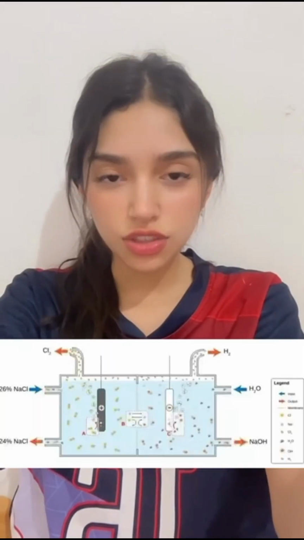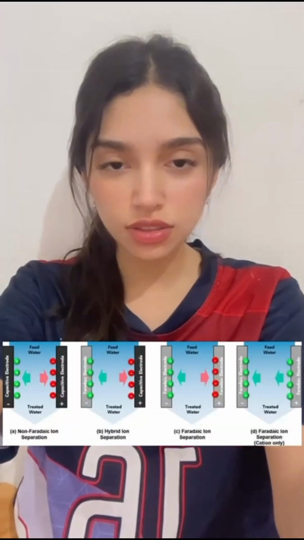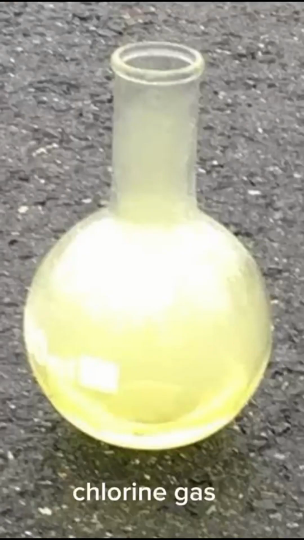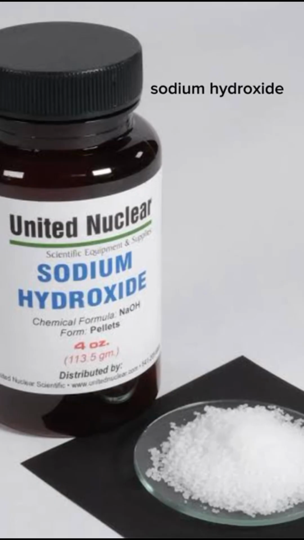How is NaOH obtained? NaOH is obtained through an industrial process called electrolysis of sodium chloride dissolved in water. This process separates ions using electricity. One electrode releases chlorine gas, the other hydrogen gas, and sodium hydroxide forms in the solution. It's an important process in the chemical industry because it produces three important substances from a single reaction.